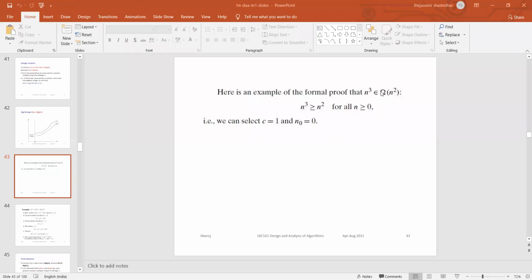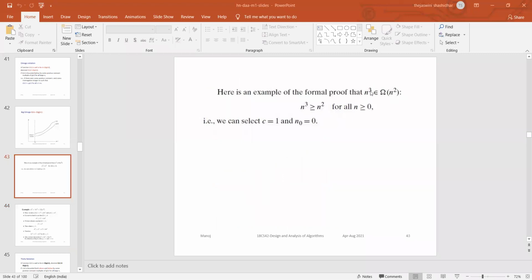n square belongs to big O of n square. So can you prove that particular thing? For example, we take it here: n cube belongs to big O of n square. Keep this one in your mind.